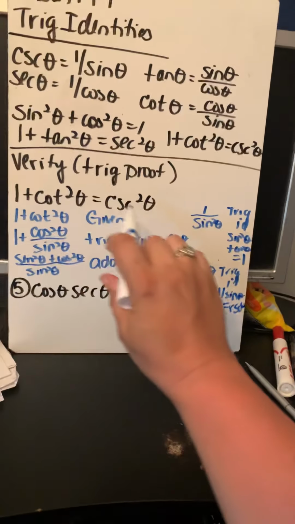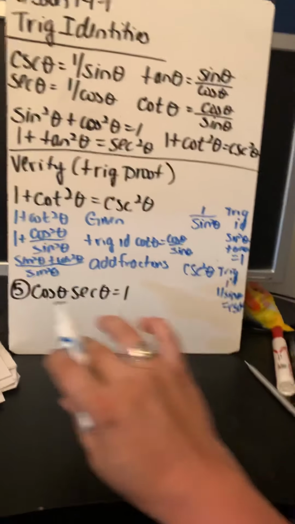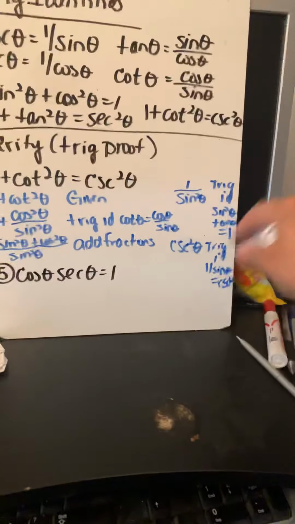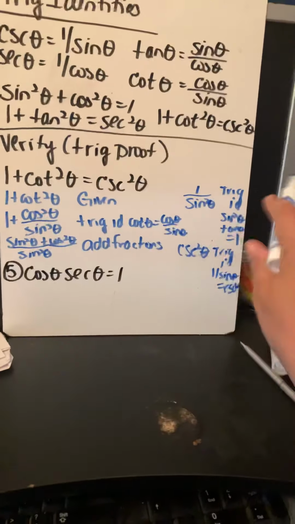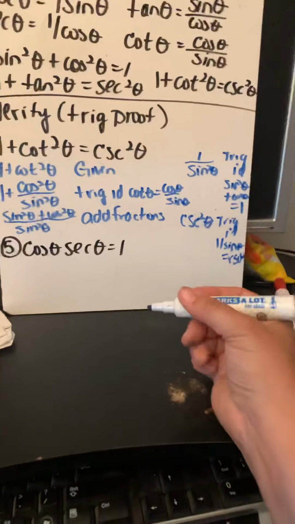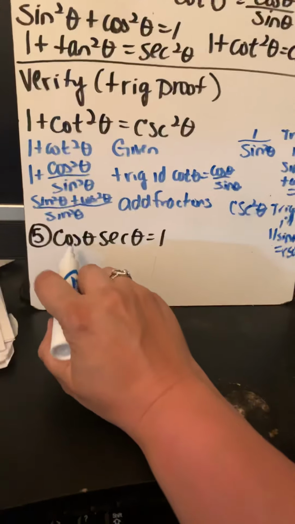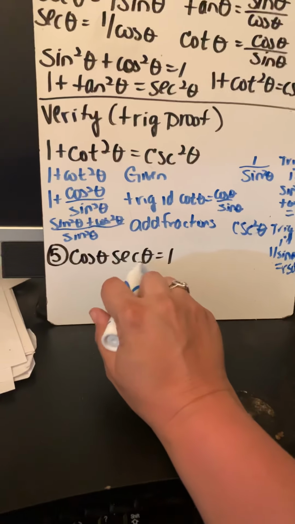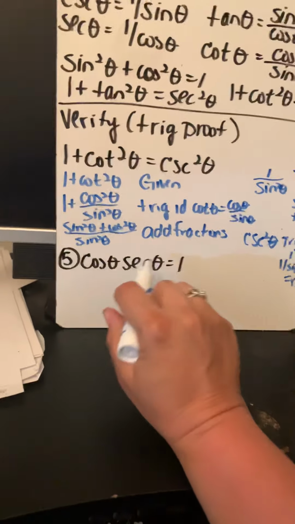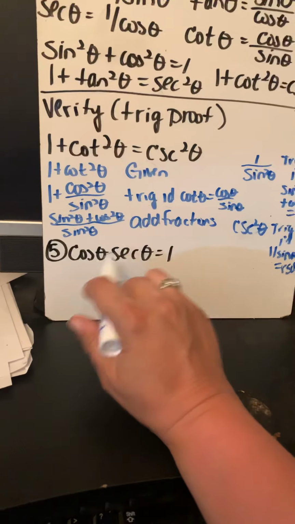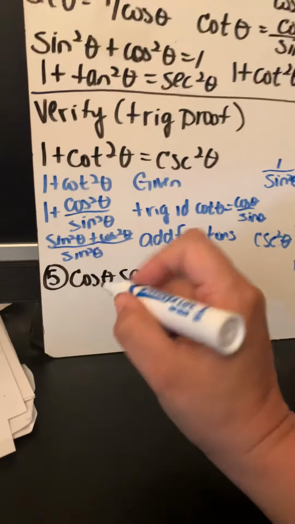Done. And I know I ran out of room because I have a lot to put on here, but make sure that you write what it is next to it. Okay? So on number 5, it tells you the cosine theta, secant theta is 1. So you guys have easy trig proofs in these problems. So I'm going to write down my given.